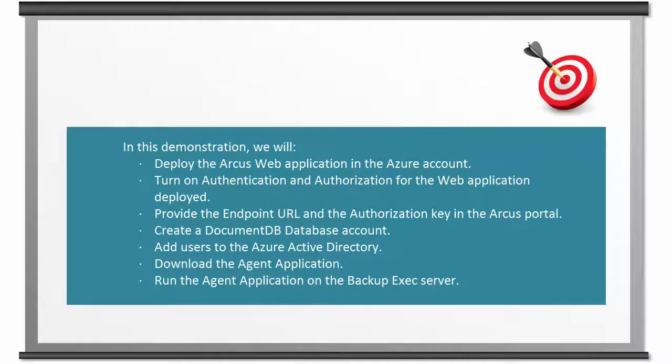In this demonstration, we will deploy the Arcus web application in your Azure account by running a PowerShell command. Turn on authentication and authorization for the web application deployed so that only authorized users can connect to Arcus. Provide the endpoint URL and authorization key in the Arcus Portal. Create your own DocumentDB database account. Add users to Azure Active Directory who will have access to the Arcus web app. And download the agent application from the Arcus Portal and run it on the Backup Exec server to enable monitoring.